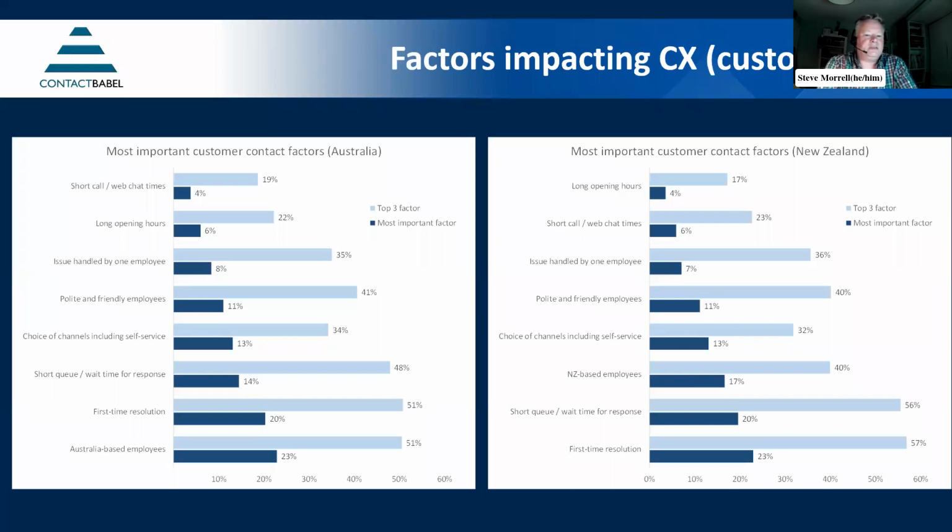Now, apart from this, the Australian businesses on the last slide, they generally had it right. So they thought first contact resolution, short queue wait times, polite and friendly employees would place highly, and indeed they have. New Zealand contact centres that didn't place great emphasis on first contact resolution were clearly mistaken, as I kind of knew, with 57% of their customers placing this as a top 3 factor. Short queue wait times are seen as almost as important, and having New Zealand based employees is also rated highly here as well.